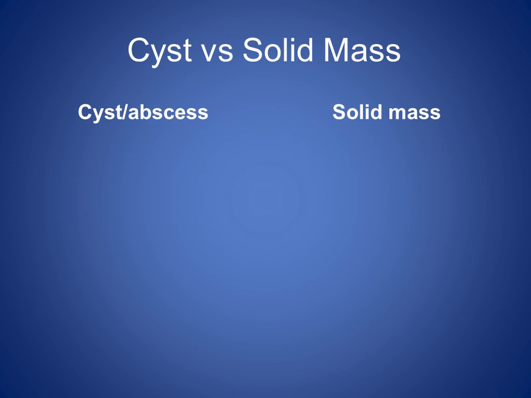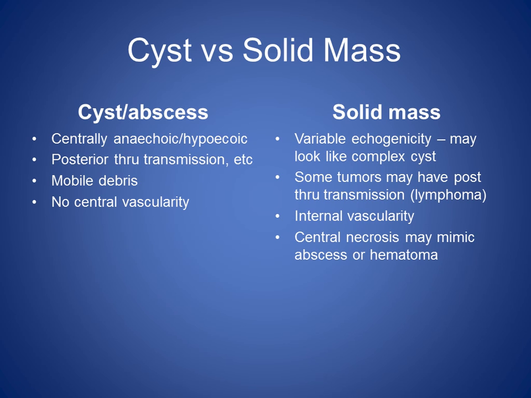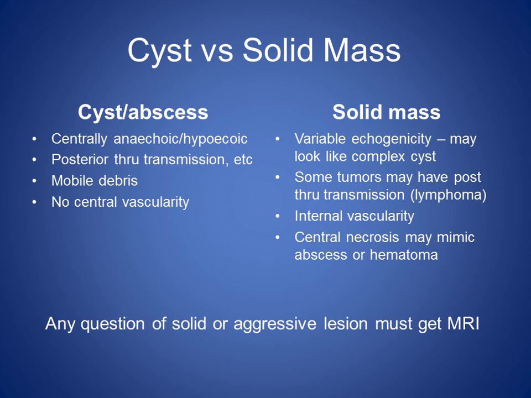Again, just a quick review of cyst versus solid mass. We all know the sonographic characteristics of a cyst: typically anechoic or hypoechoic, posterior through transmission, mobile debris, no vascularity, versus a solid mass. As was discussed yesterday, some tumors and some lesions may have posterior through transmission. So just because it is hypoechoic and has posterior through transmission doesn't necessarily mean that it's a cyst, right? We need to put some color on and make sure that there's no vascularity within it. Central necrosis can sometimes mimic an abscess or hematoma, and if there's any question of solid or progressive lesions, you've got to get an MRI.